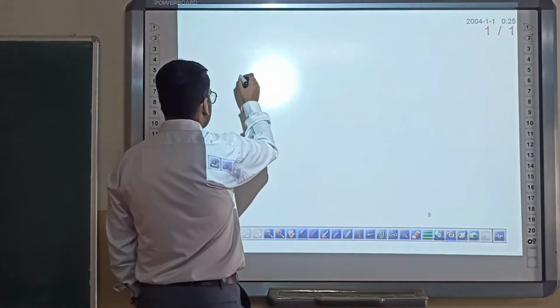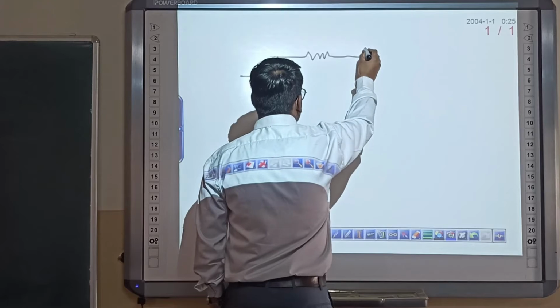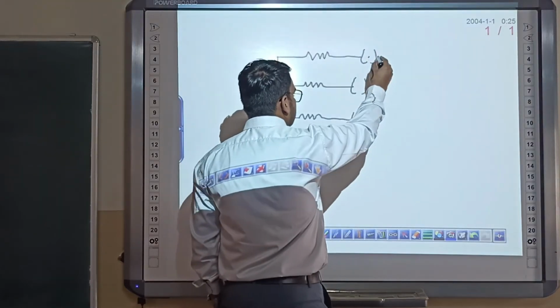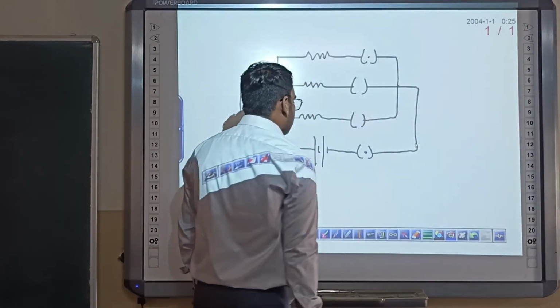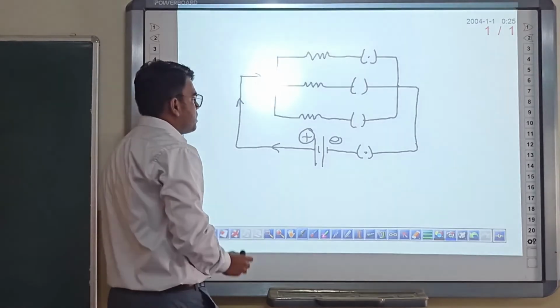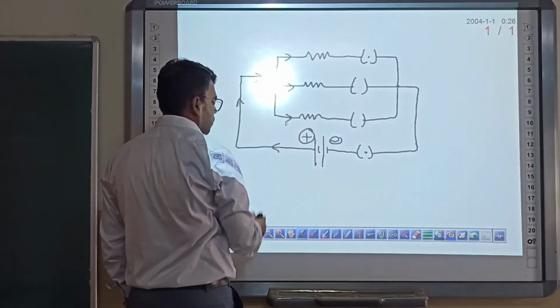So in parallel we have a different switch for each electrical appliance. Although we connect this by a main switch, this is our main switch. Okay, then current will start flowing. Now current has three paths. Either it can go this way, or this way, or this way.